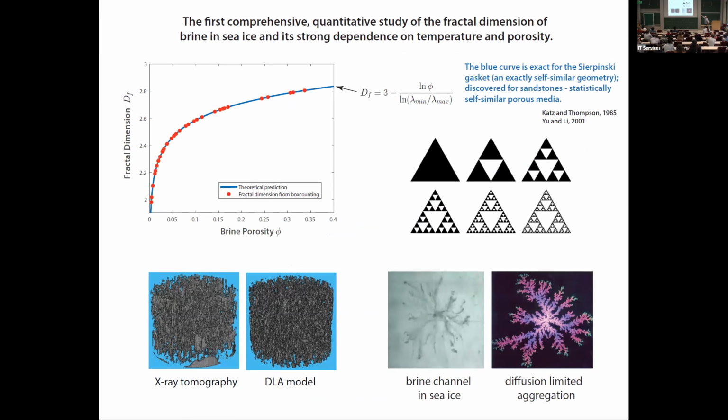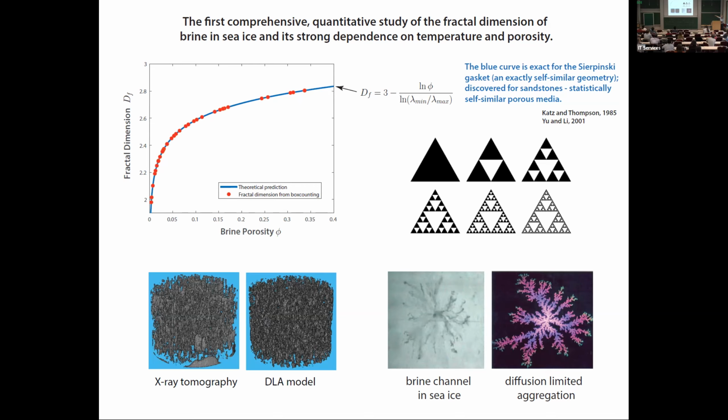This is the Sierpinski gasket, one of the most well-known exactly self-similar fractals. That blue line there is the curve that is a function of the measured fractal dimension of this as the porosity changes. The red dots are our sea ice data for both granular and columnar sea ice. Seems to follow almost exactly this beautiful exact curve for this exact fractal. So this was really a surprise to me, and we're quite excited about this.